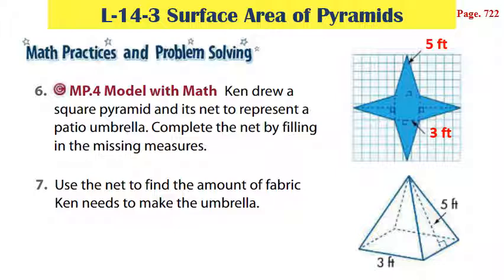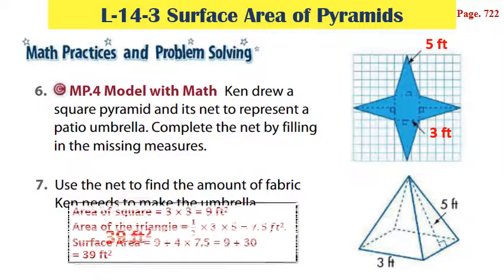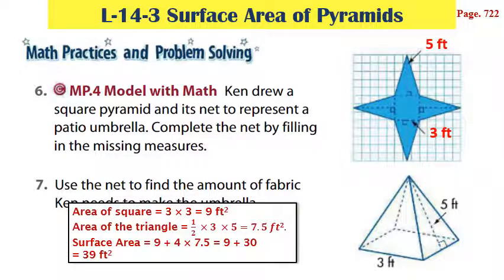Use the net to find the amount of fabric Ken needs to make the umbrella. Excellent. Ken needs 39 square feet of fabric. It is the surface area of the umbrella. Area of square equals 3 times 3 equals 9 square feet. Area of the triangle equals 1/2 times 3 times 5 equals 7.5 square feet. Surface area equals 9 plus 4 times 7.5 equals 9 plus 30 equals 39 square feet.